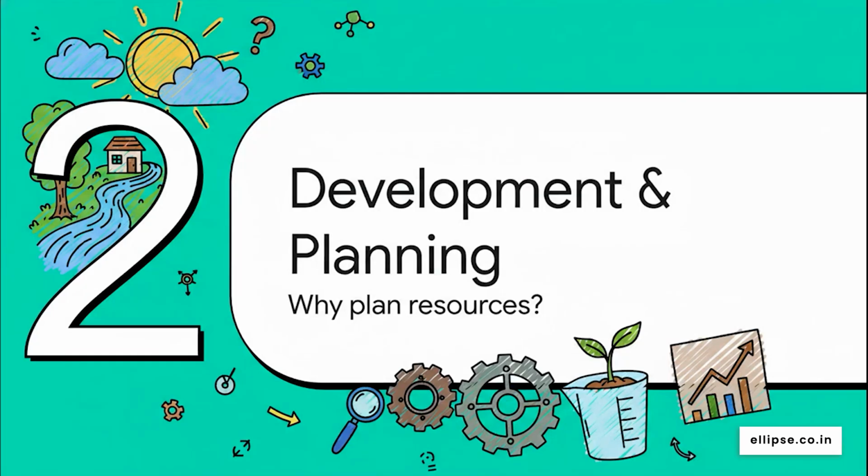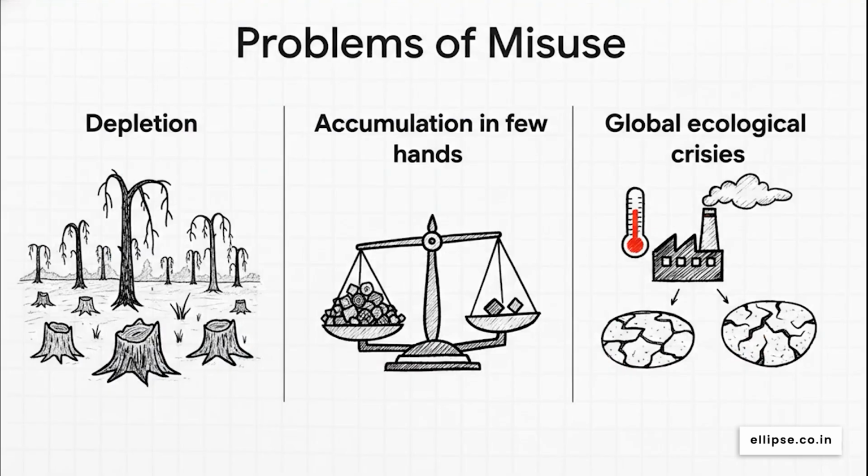So, we know what resources are. Great, but that leads to the next big topic, development and planning. Why do we even need to plan? Why can't we just use whatever we want, whenever we want? What's the big deal? Well, that's the thing. Using resources without any thought, what the book calls indiscriminate use, has caused some huge problems.